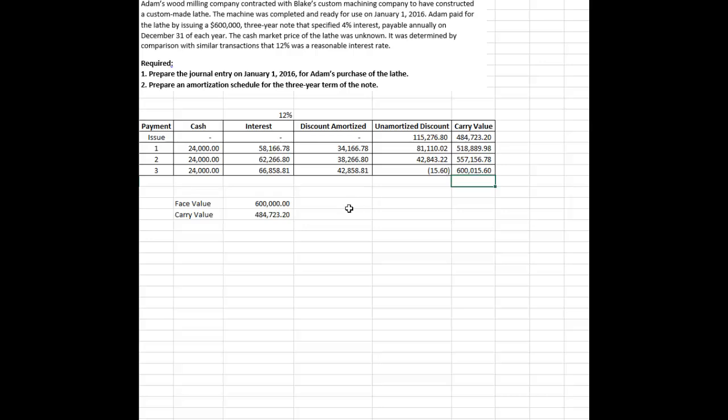And now when we go ahead and record any journal entries that have to deal with interest, or we need to know the carrying value reported on the balance sheet, we've got it all summarized right here, nice and neat and easy to follow.